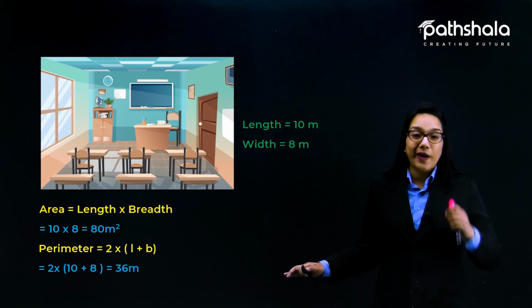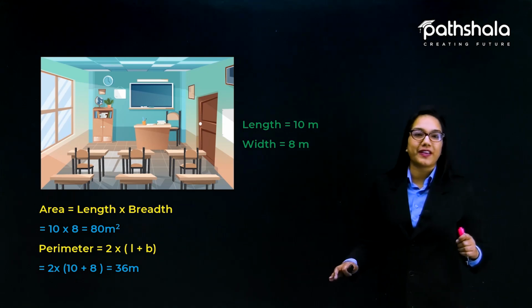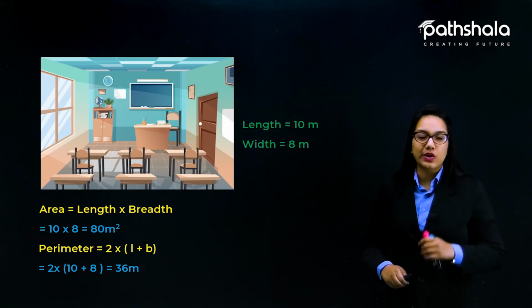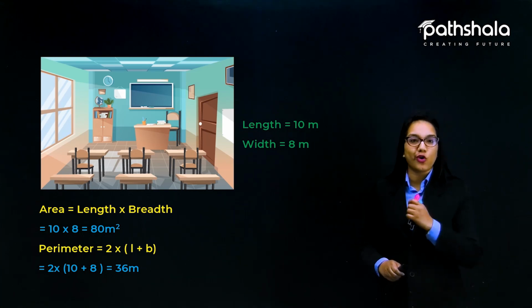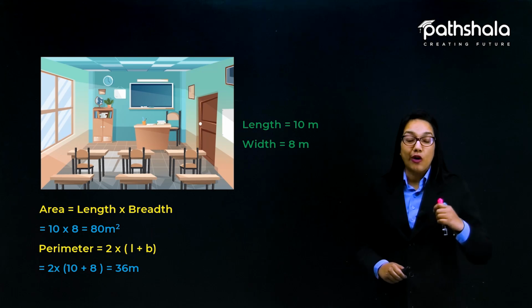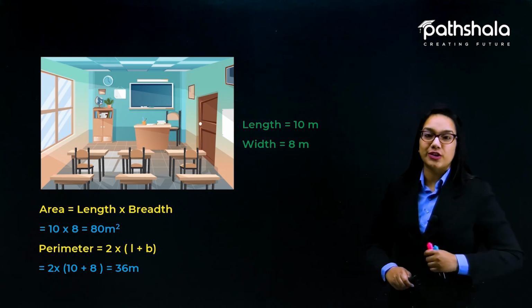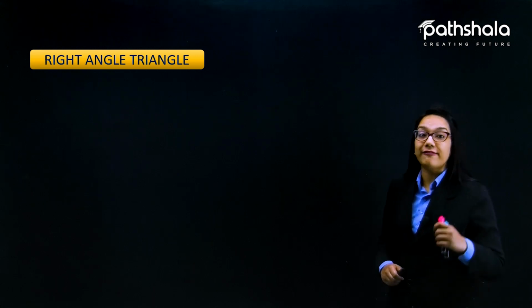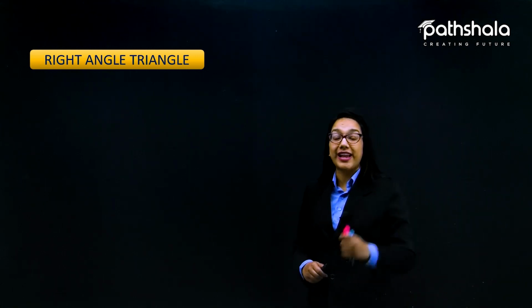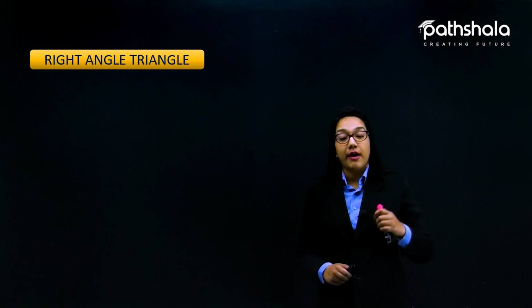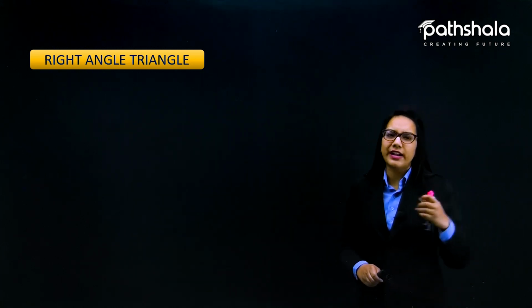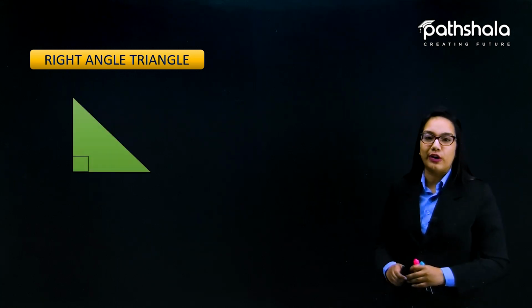So it is quite easy for us to find the area and the perimeter of such a figure. Let us move further with the same concept of finding the areas and perimeters of such figures. If I ask you how we can find the area of a right angle triangle, let us take a right angle triangle over here.